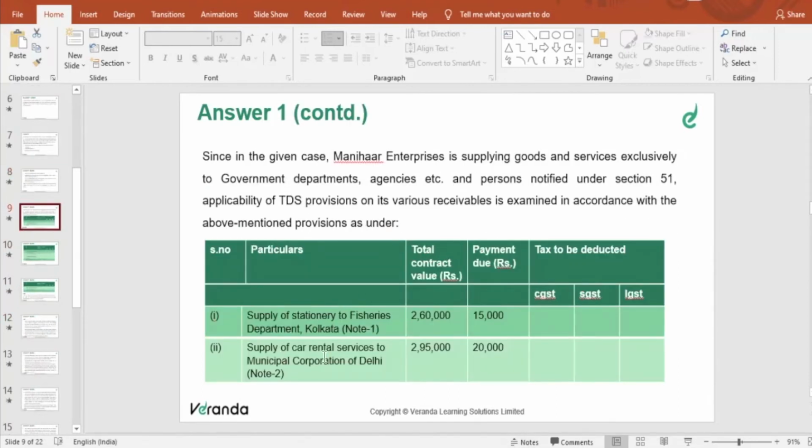The supply of car rental services to municipal corporation, the total contract value is 2,95,000. The payment due may be 20,000 as given in the question, but the tax to be deducted shall be nil under CGST. Remember, we cannot put just tax to be deducted under one column itself, GST. No, we have to give it as CGST, SGST, or IGST respectively. All right, guys, presentation will matter. I can tell you easily how you are presenting the answer is going to save 5 to 10 minutes of your time, and that's very important.